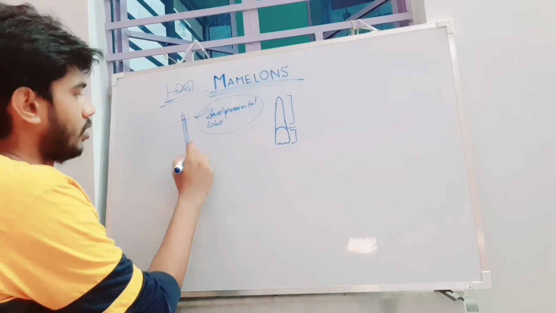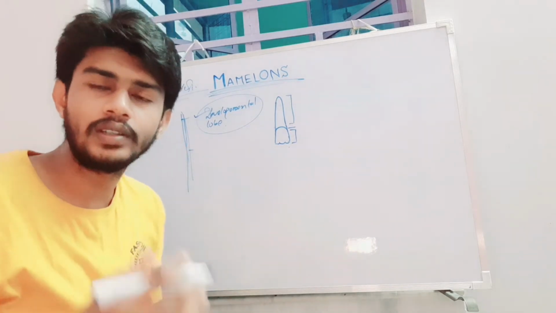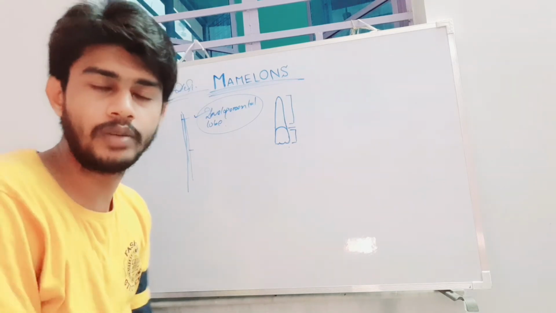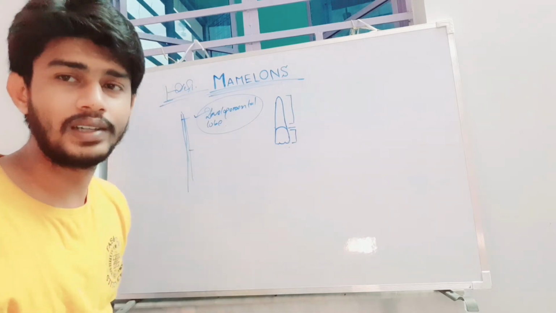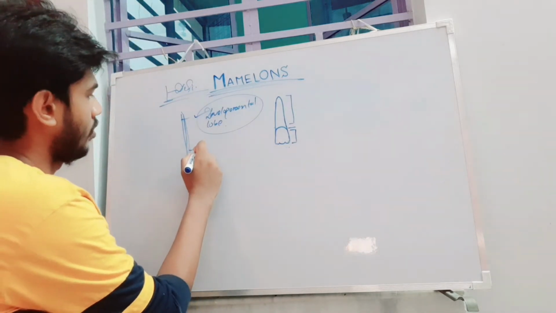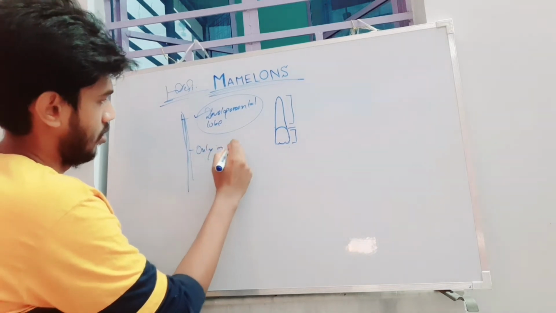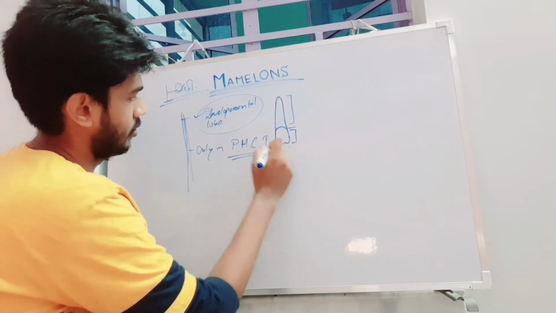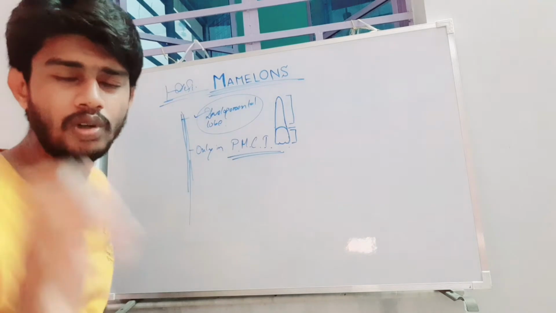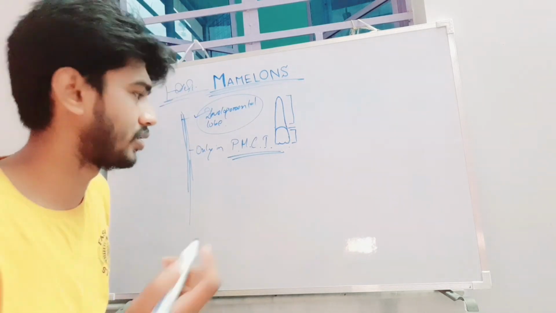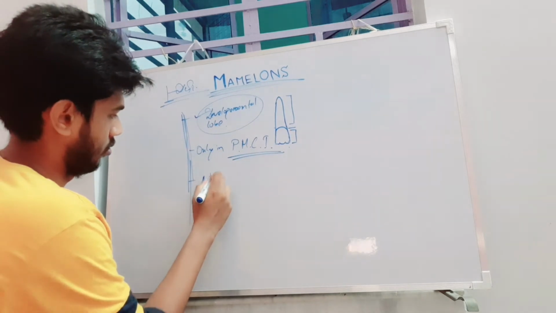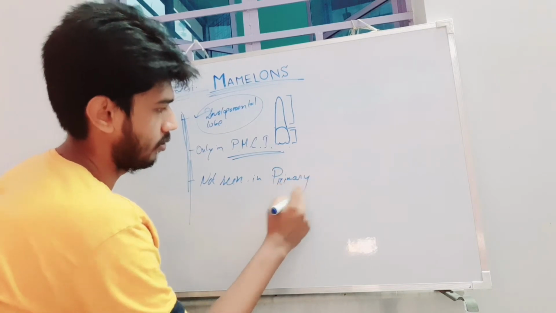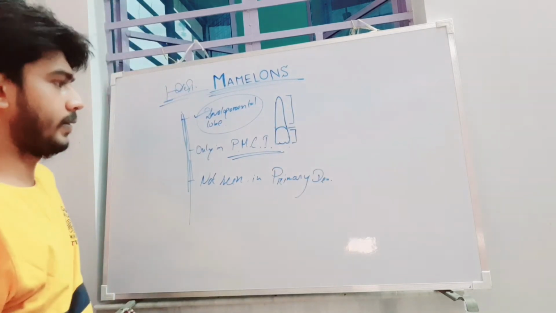In the next point, we can see the mamelons only in the permanent maxillary central incisors, not in other teeth, not in canines, not in premolars, not in molars, just in the permanent maxillary central incisor. This is not seen in primary dentition or deciduous dentition.